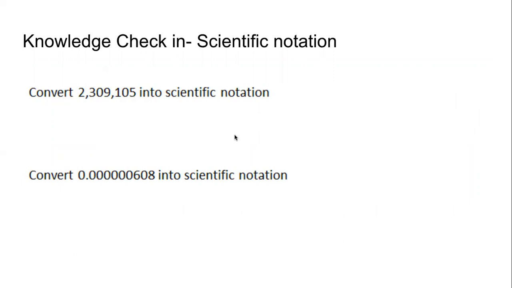Let's try to convert these values into scientific notation. Let's say that we have something and we want to convert this 2,309,105 into scientific notation. So this number, we need to make it between 1 and 10. 1, 2, 3, 4, 5, 6. So it'd be 2.309 times 10 to the 6.